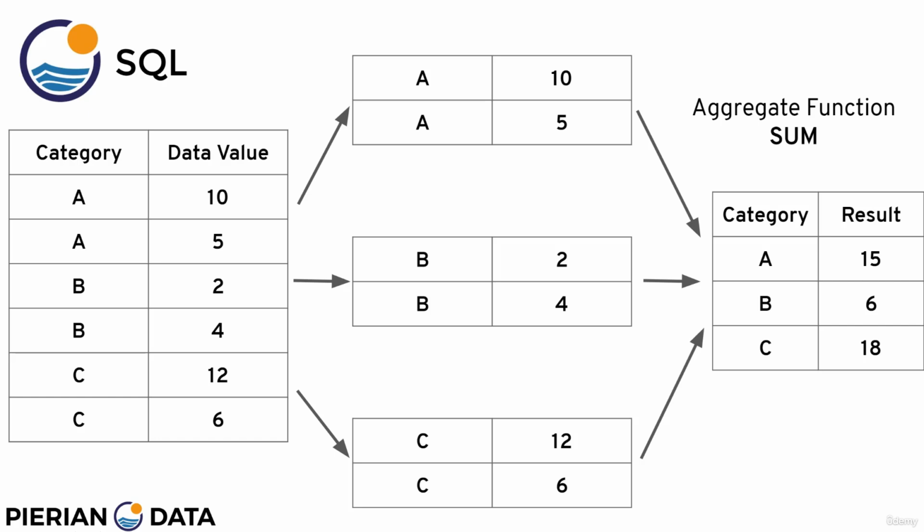And we could do this with any of the aggregate functions that we just learned about. For example, we could take the average data value per category, 7.5, 3, and 9. We can even do something like a count per category. In this case, there were 2 rows per category, so they're all the same: 2, 2, and 2.